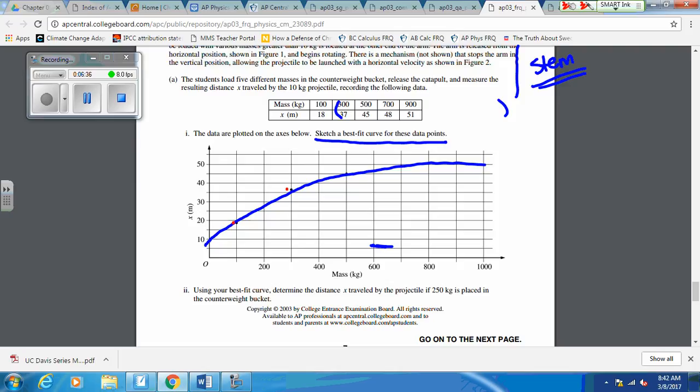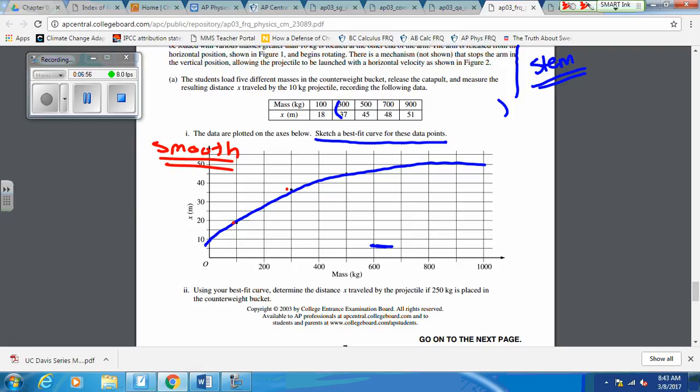The key is that you do not want to have all points below, nor do you want all points above. I call it threading the needle. So there's my curve with the following characteristics. Smooth.